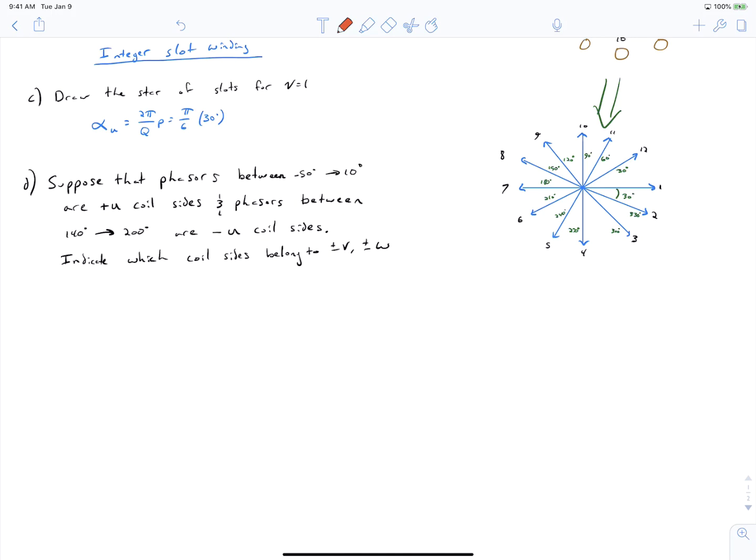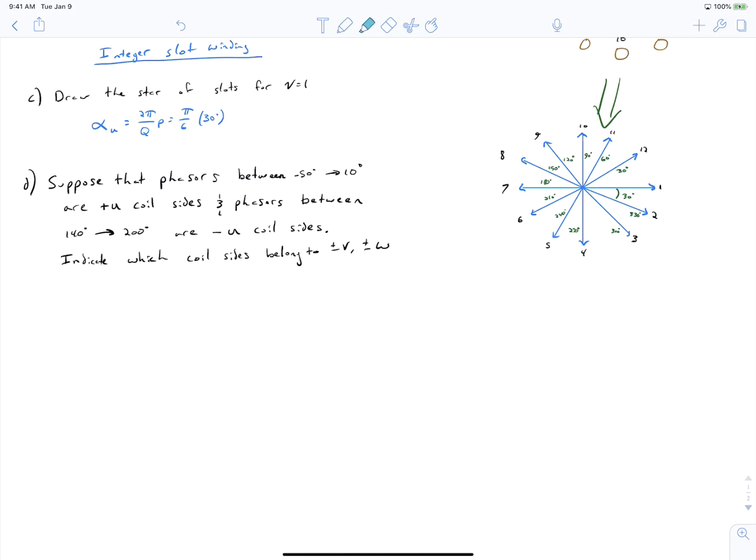In the next part of this problem, I want you to suppose that phasors between negative 50 degrees and 10 degrees on your star of slots belong to the plus U coil groups. That is, these coil sides are positive when connected to our phase U winding, while phasors between 140 degrees and 200 degrees belong to minus U coil sides. That is, these coil sides are connected in the negative direction. Indicate which coil sides belong to the plus and minus V groupings and the plus and minus phase W groupings.